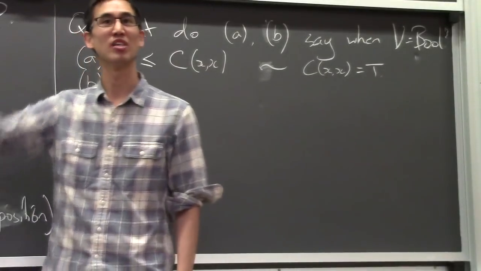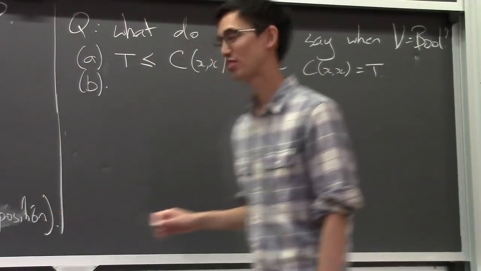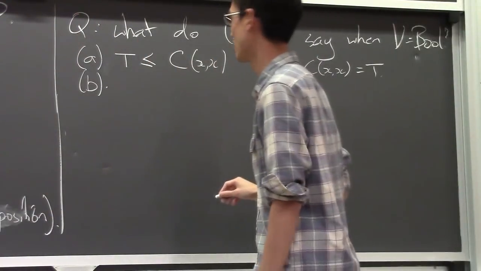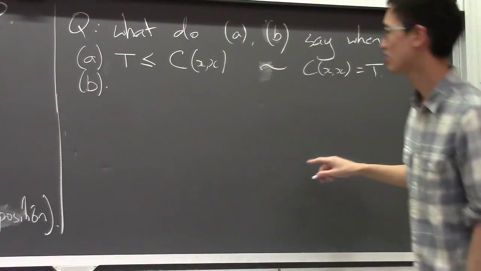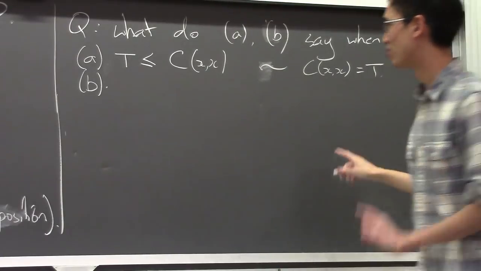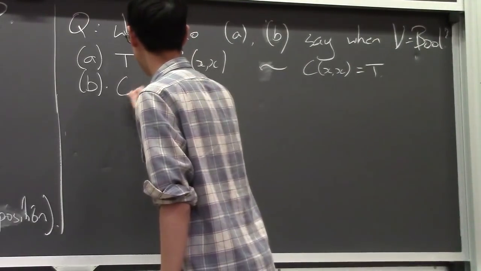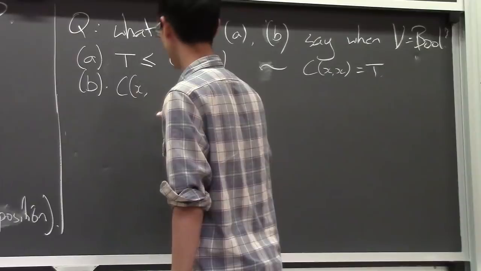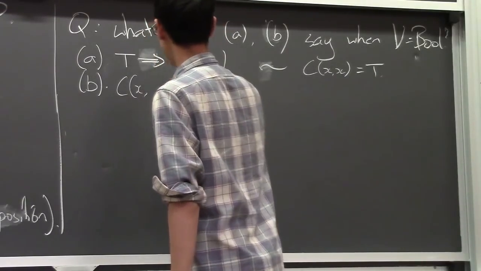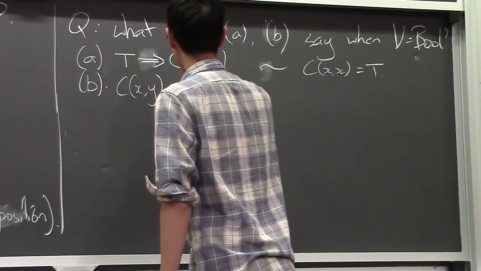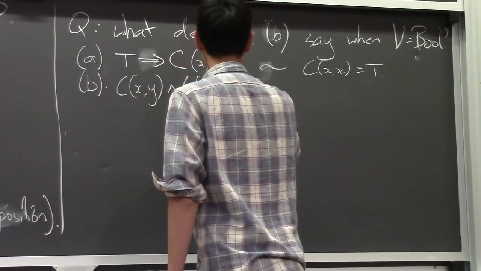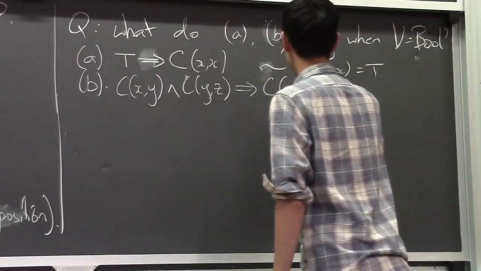Anyone? Shout out. If C of X, Y and C of Y, Z are equal to true, then C of X, Z. Right, okay, that's exactly right. So let me copy that down. I'm going to use this notation like I used up there. So C of X, Y and C of Y, Z implies C of X, Z.